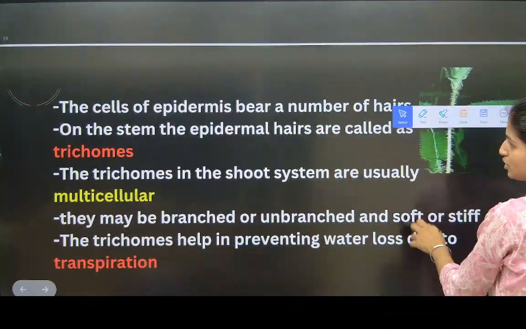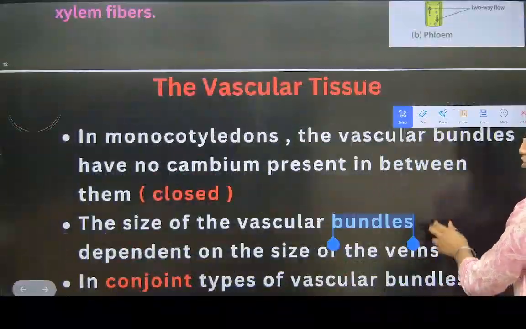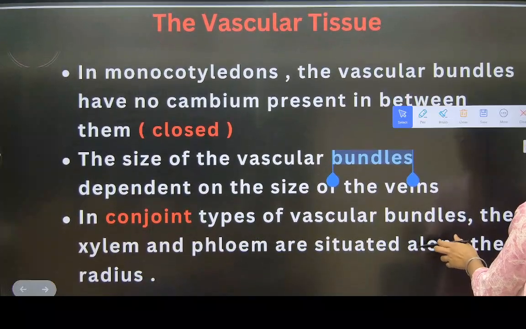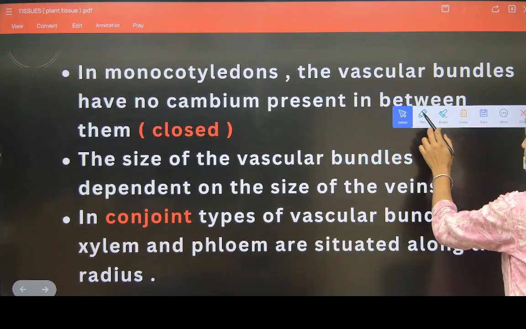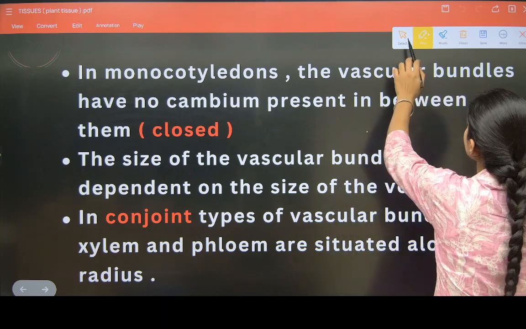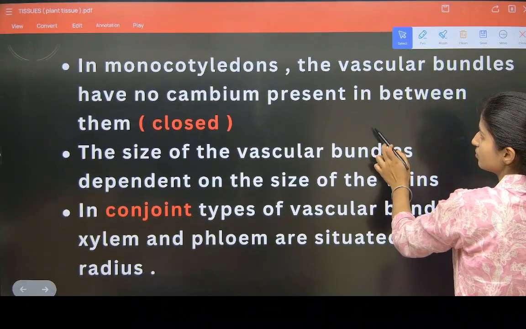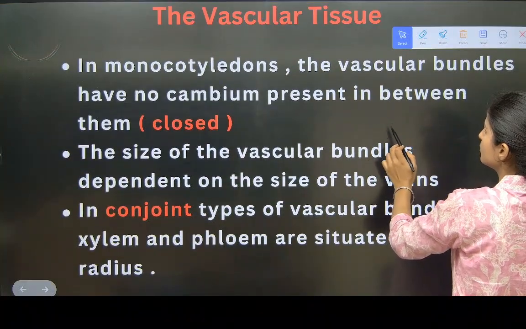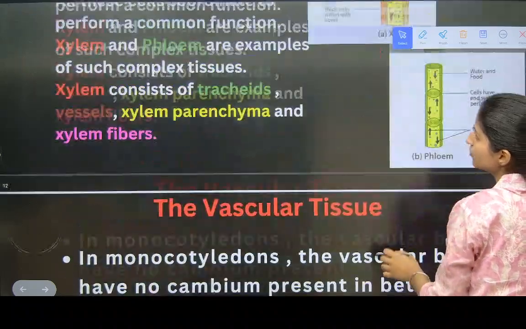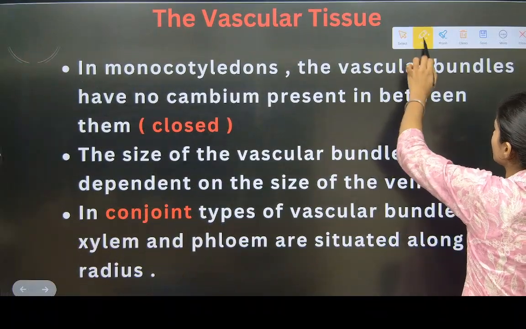Now next is epidermal tissue, but before epidermal tissue we will see vascular bundles. Now we have seen xylem and phloem, and now what we will see is vascular bundles.